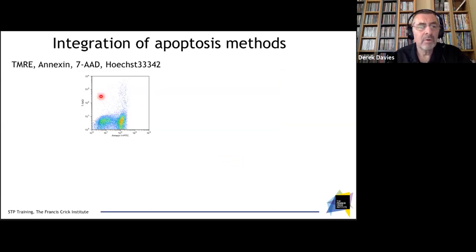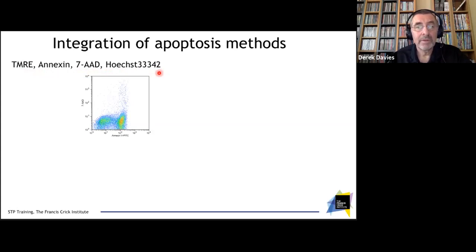So here's an example where we've used 4 different dyes. TMRE, tetramethylrhodamine ethyl ester, which is a dye that allows us to measure mitochondrial membrane potential. Annexin, which looks at the externalization of phosphatidylserine residues. 7-AAD, which I've used as a viability dye in this experiment. And I've used Hoechst 33342, which, if you recall, is a dye that will go into live cells and quantitate the DNA.